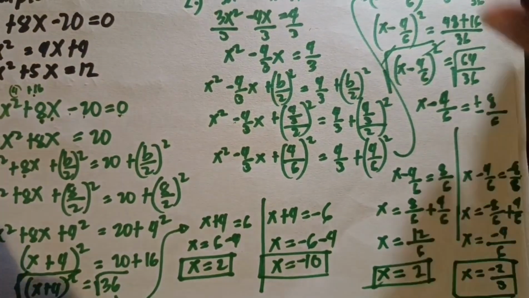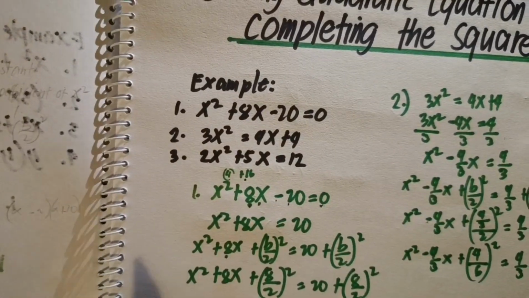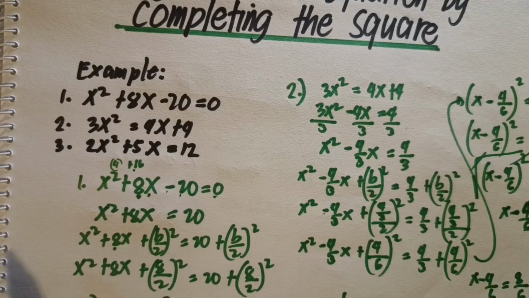So I want you to try number 3: 2x squared plus 5x equals 12.